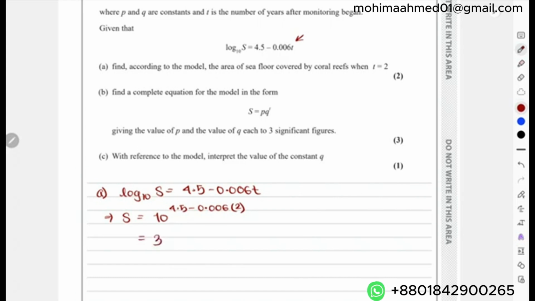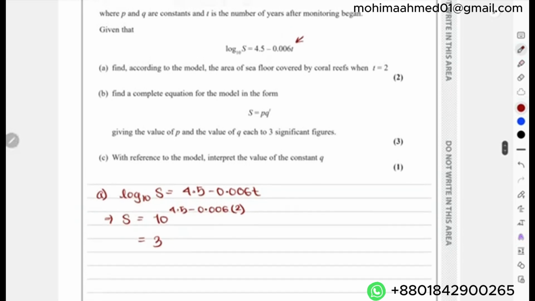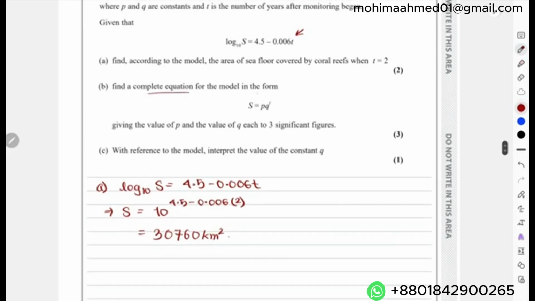You can decide to keep your answer in detail format, or you can also keep your answer rounded. That is 30760. We can also write it like this, or you can just write 30800. Nothing about the significant figures was provided, so I'll just write 30760 kilometers square.